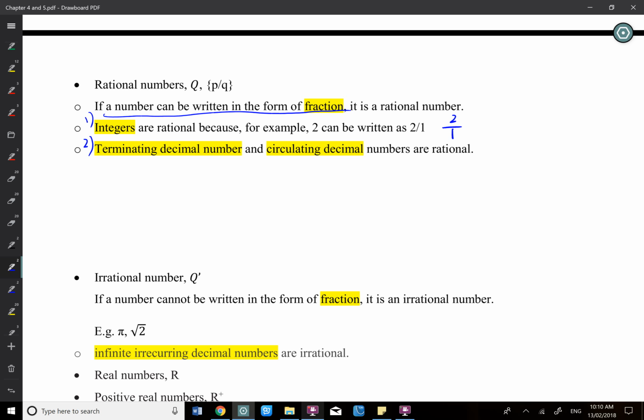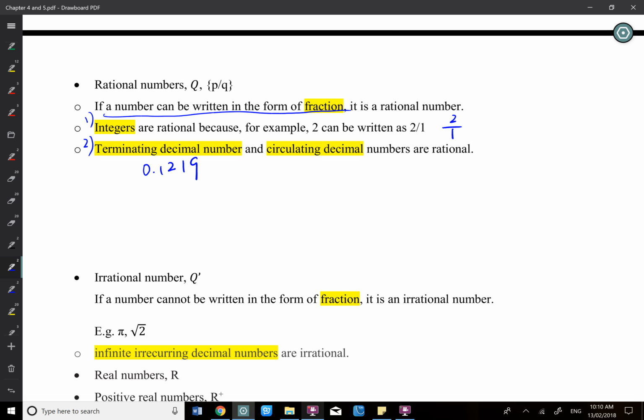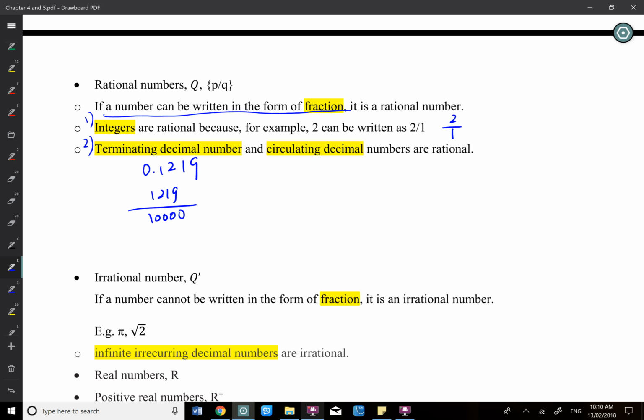Terminating, so 0.1219, it stops. Well, I can have 100 decimal places, but it's terminating in the end. That can be put in fraction. How? 1219 over 10,000. Yeah, that's a fraction. If it's terminating, I can always put the integer over something like 10 to the power 6. Third, circulating or recurring infinite decimals.